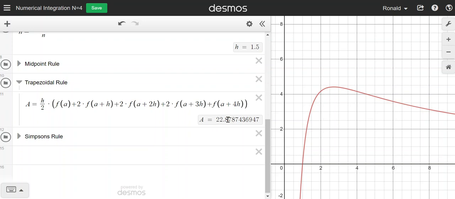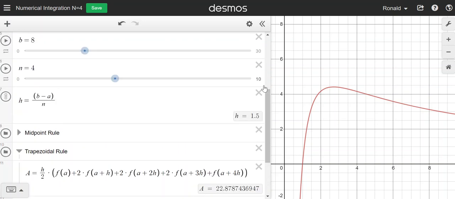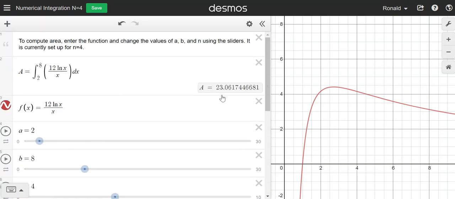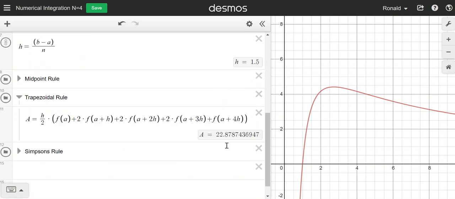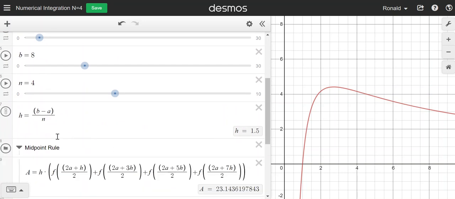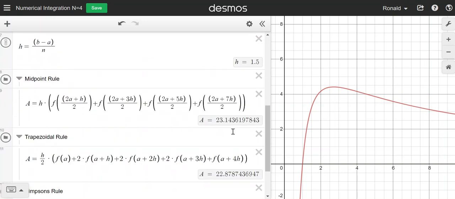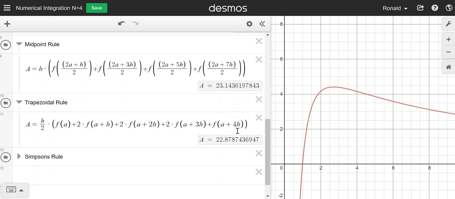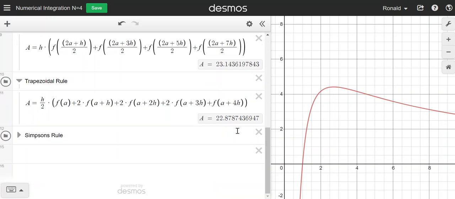That's a little bit further away from our 23 value that we had for the exact value, 23.06. This was 22.87. Not quite as close as we had with the midpoint rule. Let's open that up again. But still not too bad. It's pretty close. For only having an n equals 4, it's a very good result. Finally, Simpson's rule.